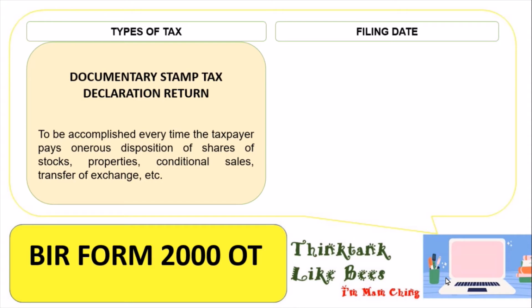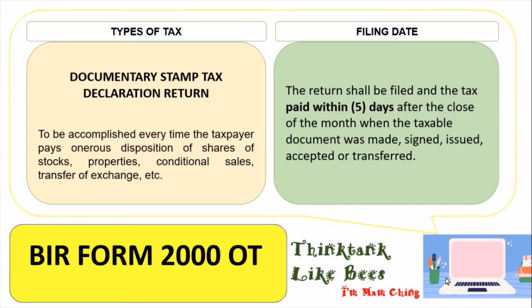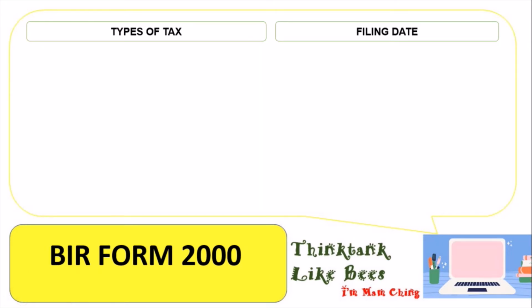It is to be accomplished every time the taxpayer pays for onerous disposition of shares of stock, properties, conditional sales, transfer or exchange, etc. It is always part of the documentation that you have to make it authentic or original. The filing date of the documentary stamp tax declaration return is within 5 days after the close of the month when the taxable document was made, signed, issued, accepted, or transferred.